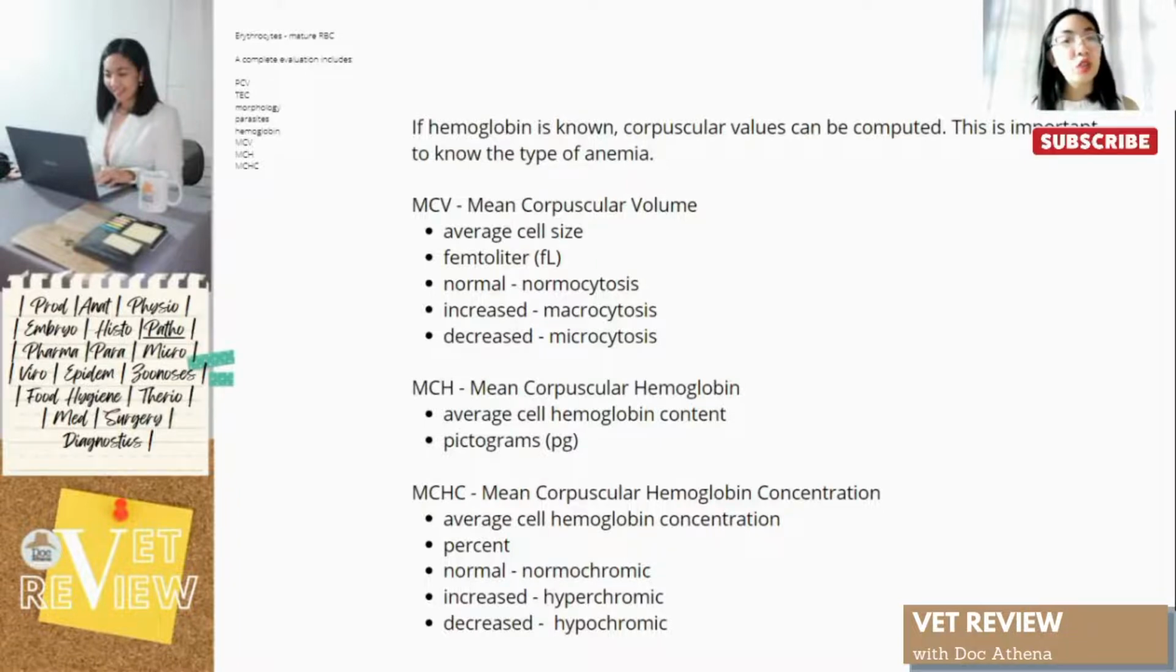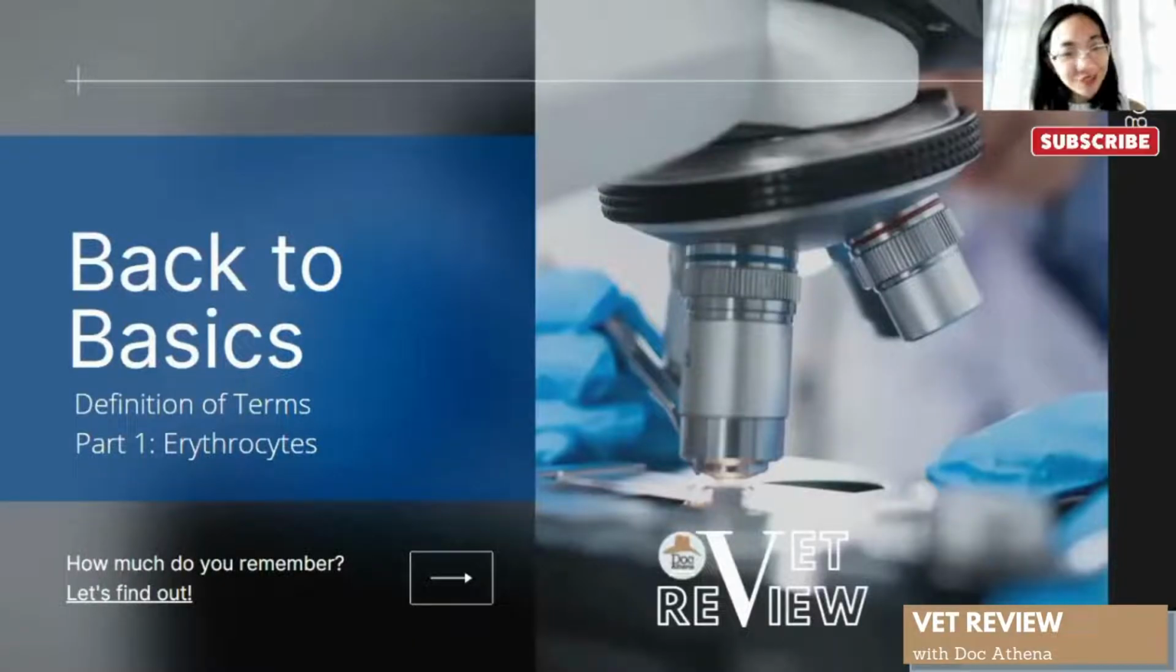All right? If we're talking about size, this is normocytosis, macrocytosis, or microcytosis. But if we are talking about the hemoglobin concentration, this is expressed in percentage. It is usually described as normochromic, hyperchromic, or hypochromic. All right? So that's it for our definition of terms part 1, erythrocytes, for our Back to Basics in Pathology.